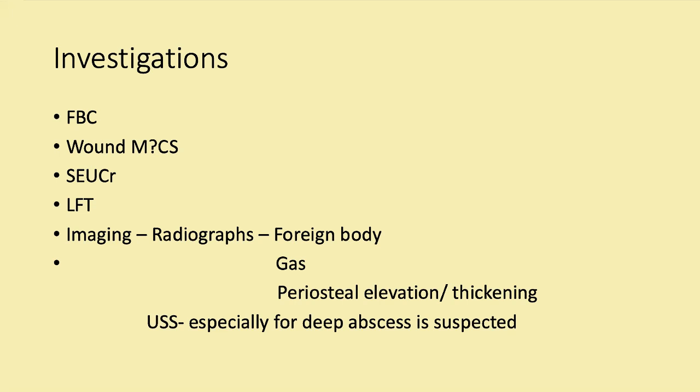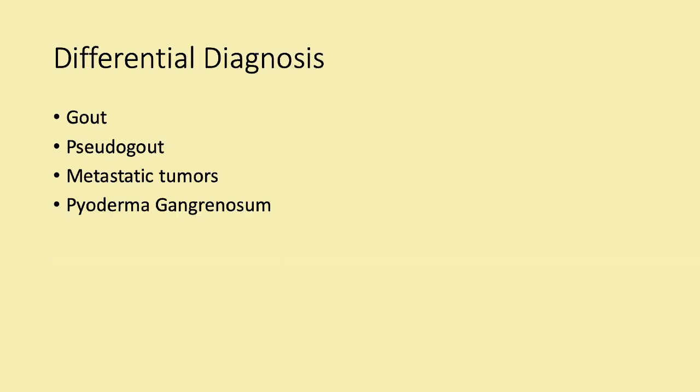Then also want to do radiographs or imaging for this patient, which will include x-rays of the hand, which may show if there may be a foreign body that has been propagating the inflammatory response. Patients may have gas in the soft tissue, which may be a clostridial infection. There may also be periosteal elevation or thickening, especially if there is bone involvement, for patients that may now develop osteomyelitis or arthritis, as the case may be. For deep-seated abscesses, especially deep pressure and infections, we want to do an ultrasound to identify the pockets where the pus may have collected.